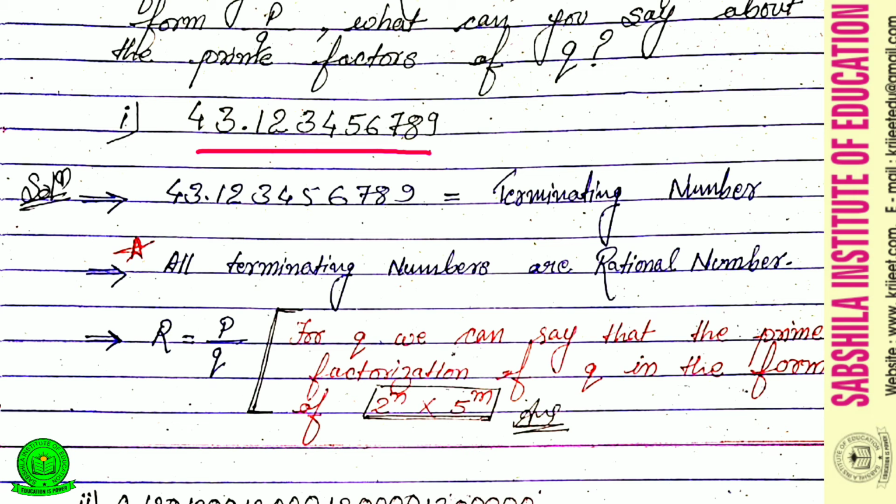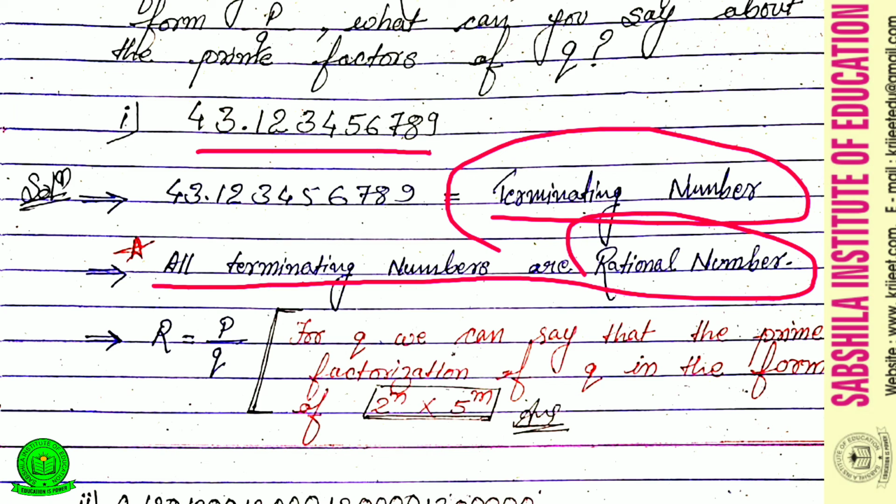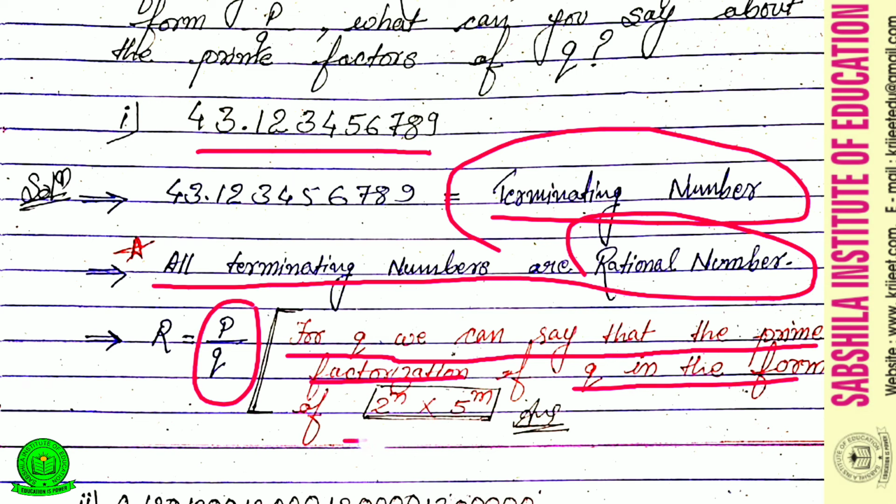The number is 4.123456789. Okay, this is a terminating number. It has stopped now, so it is a terminating number, and all terminating numbers are rational numbers. So the question wants to ask whether it is rational or not. So the given number can be written as p by q. For q we can say that the prime factorization of q is in the form of 2 to the power n into 5 to the power m. Okay, it is related to theorems 1.5 and 1.6.